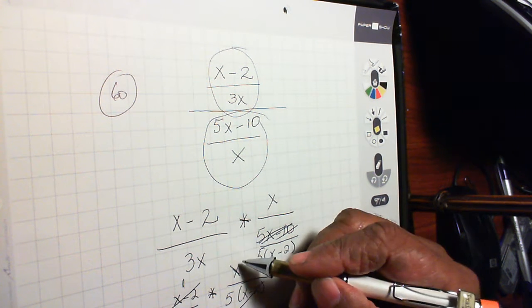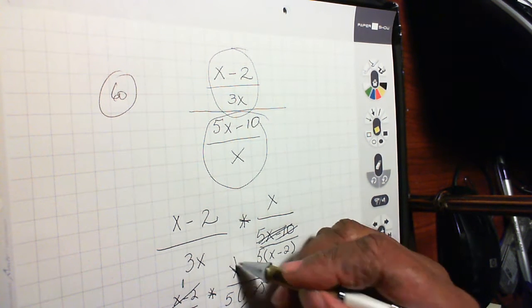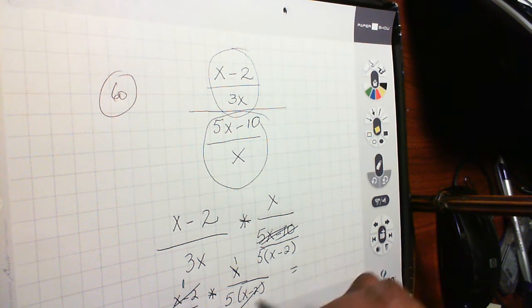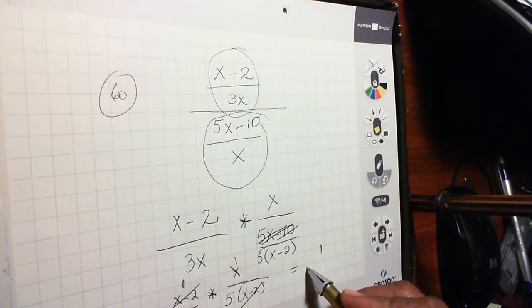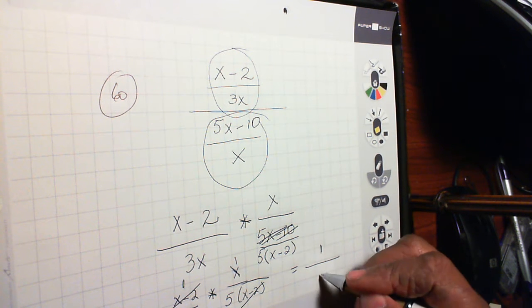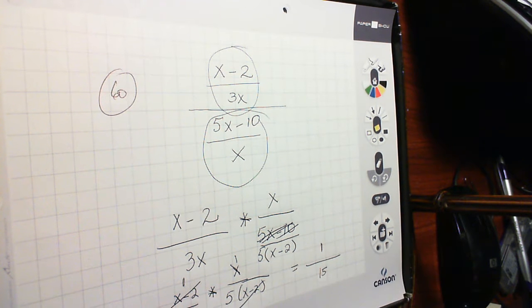So remember there's a 1 here, a 1 here. So we have 1 times 1 is a 1, divided by 3 times 5 is 15. It looks complicated, but it actually is not.